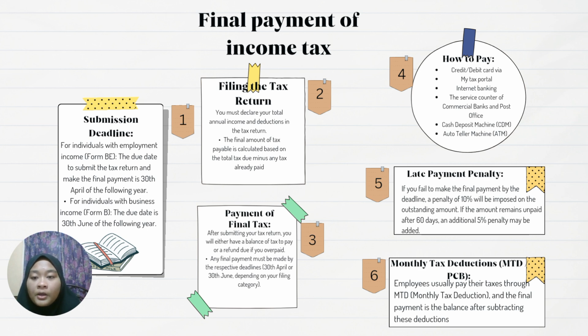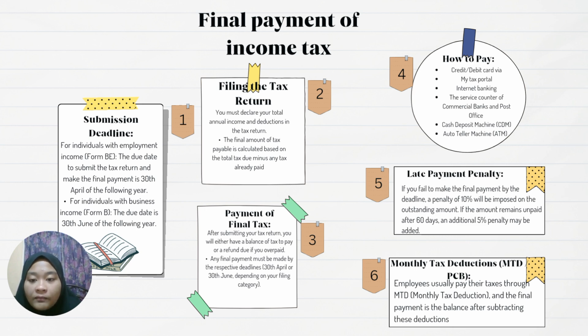Final payment of income tax has 6 items, which the first one is submission deadline. For the individual with employment income, the due date to submit the tax return and make the final payment is 30th April, while for the individual with business income, the due date is 30th June of the following year.